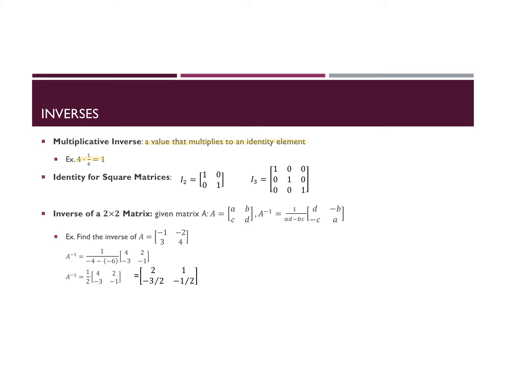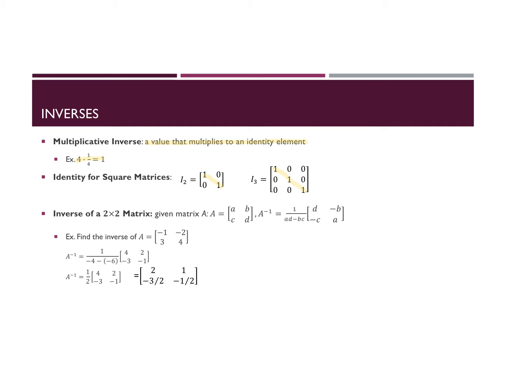In the identity for a square matrix, for a 2 by 2 matrix, notice from the top left to the bottom right, those are all 1s, and everywhere else is 0. For a 3 by 3 matrix, the identity for a square matrix, again, the top left to the bottom right are all 1s, everywhere else is 0.